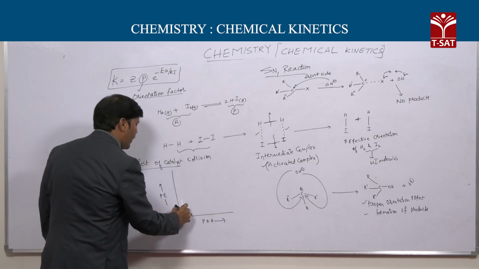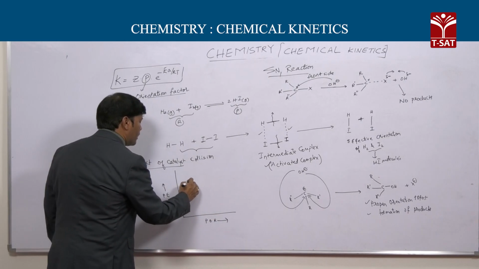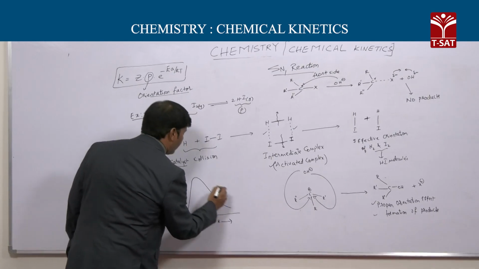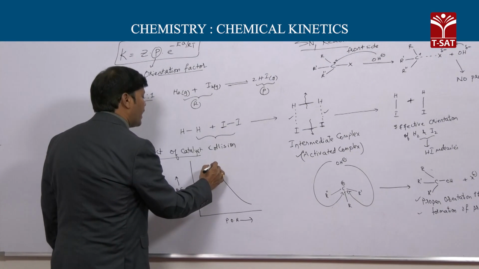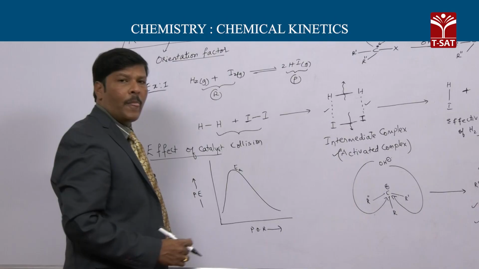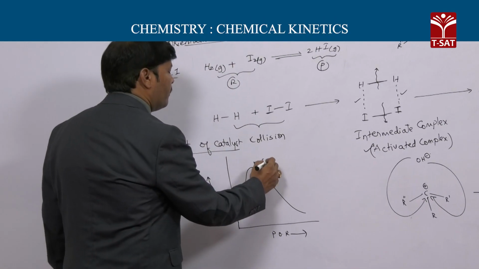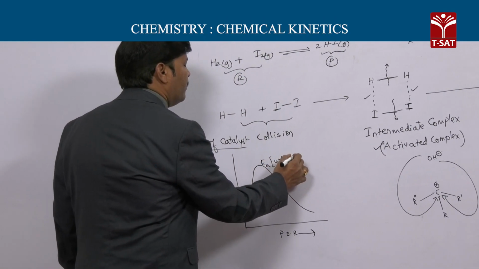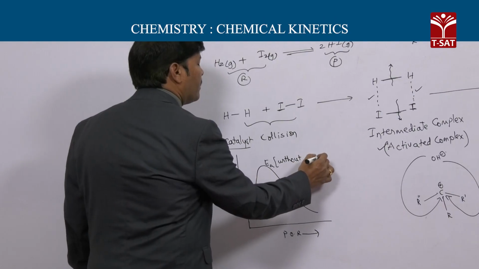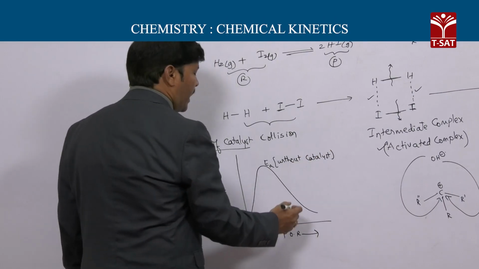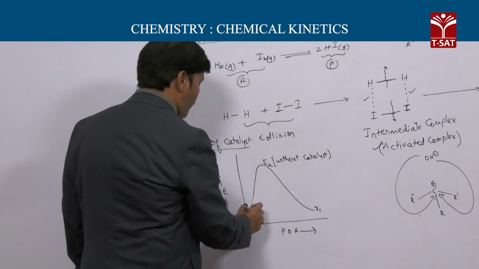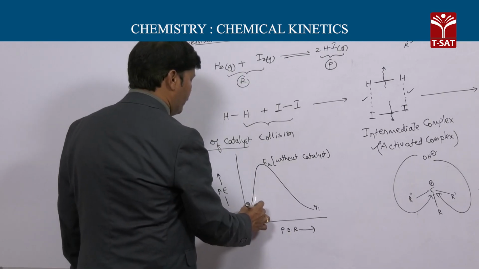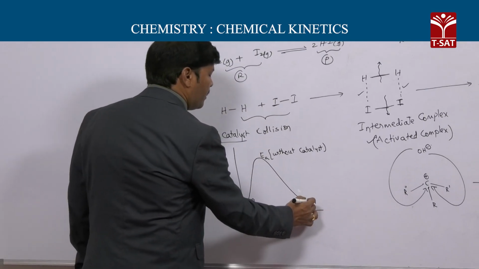Imagine that you are getting a reaction coordinate curve without addition of catalyst. Imagine that this curve is having an activation energy equal to EA, but this is without addition of catalyst, say the rate of reaction is R1. Of course, this is A plus B and this is C plus D.